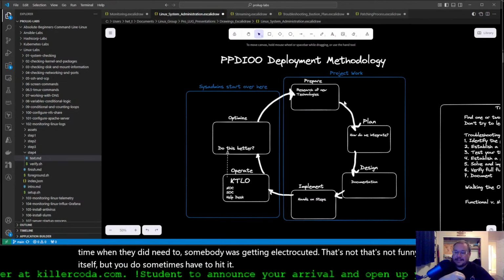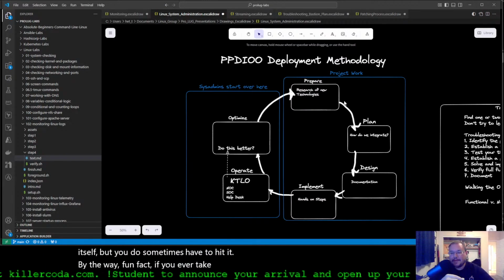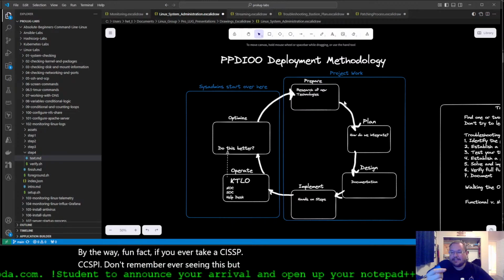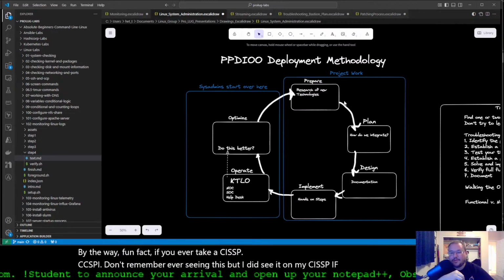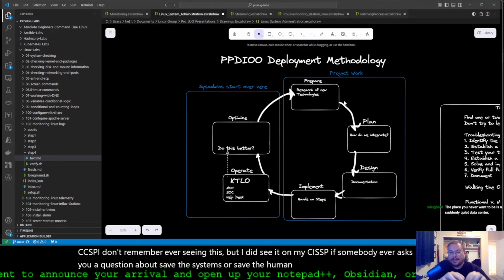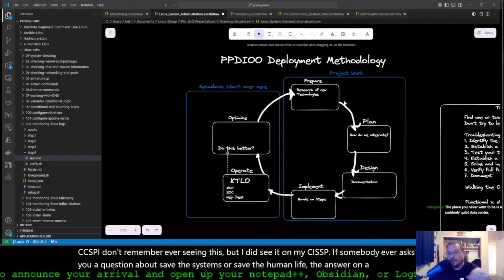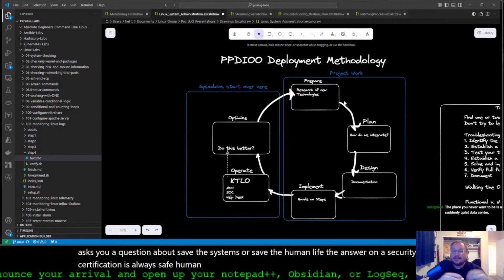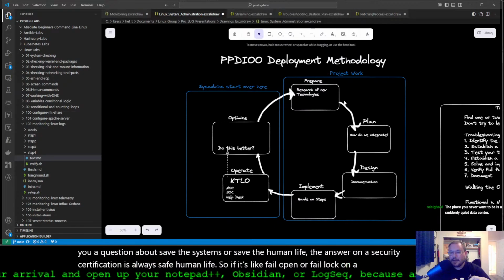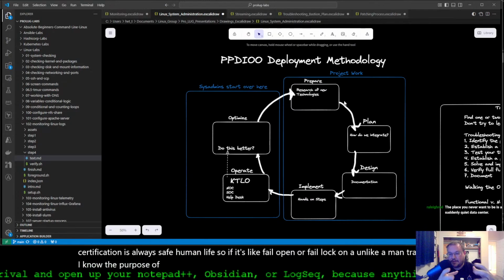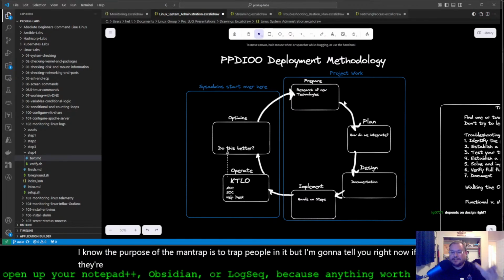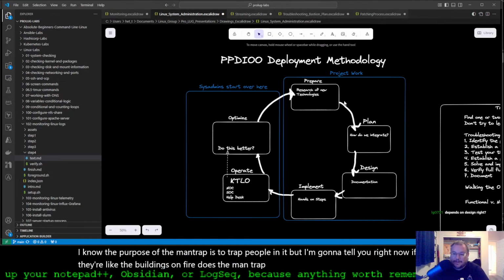By the way, fun fact, if you ever take a CISSP or CCSP, I don't remember ever seeing this, but I did see it on my CISSP. If somebody asks you a question about saving the systems or saving a human life, the answer on a security certification is always save human life. So if it's fail open or fail locked on a man trap, I know the purpose of the man trap is to trap people in it, but if the building's on fire, does the man trap open? The man trap better open.